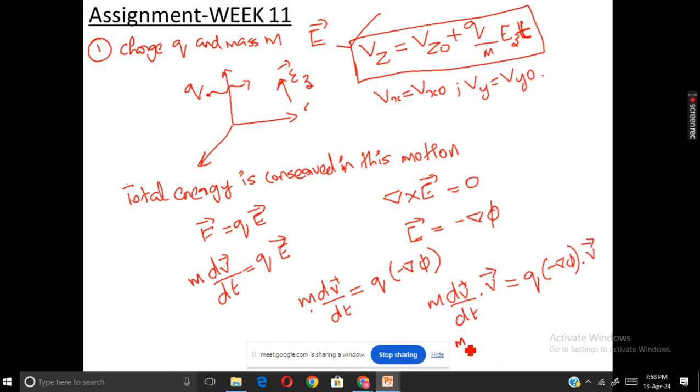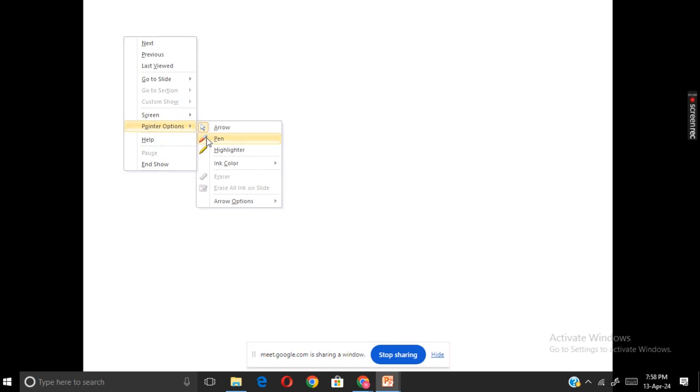which can be written as d by dt of half m v square is equal to, so what we did, m dV by dt is equal to q into minus del phi. Instead of E we substituted minus del phi, and then we took a dot product of V on both sides of the equation.